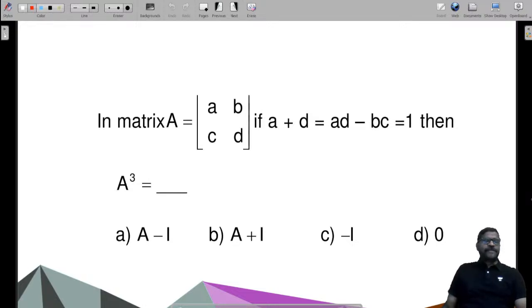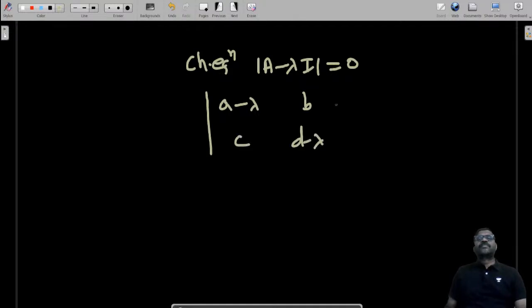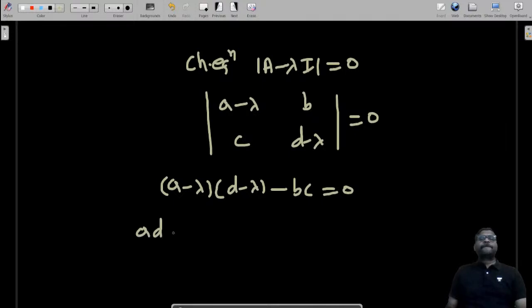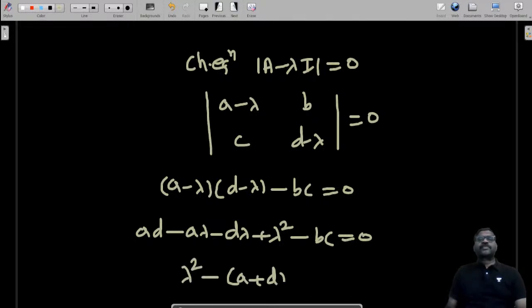If A is the matrix (A, B; C, D) with A plus D equal to 1 and AD minus BC equal to 1, then A cube equals what? It is a problem designed on the Cayley-Hamilton theorem. First, we have to calculate the characteristic equation: AD minus A lambda minus D lambda plus lambda square minus BC equal to 0. Lambda square minus (A plus D) lambda plus AD minus BC equal to 0.